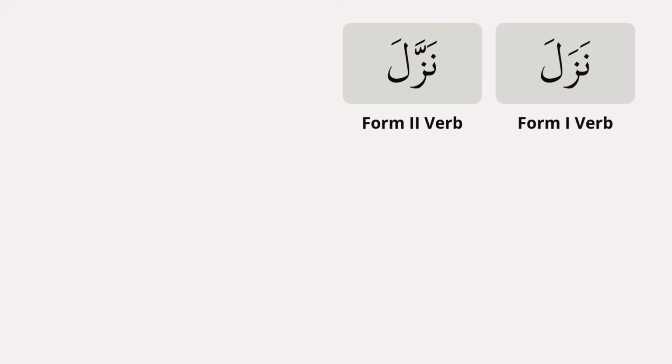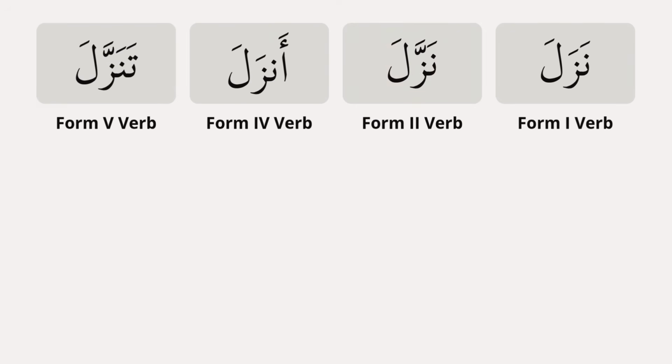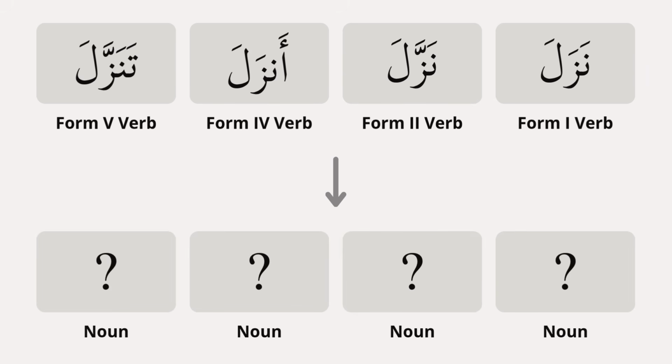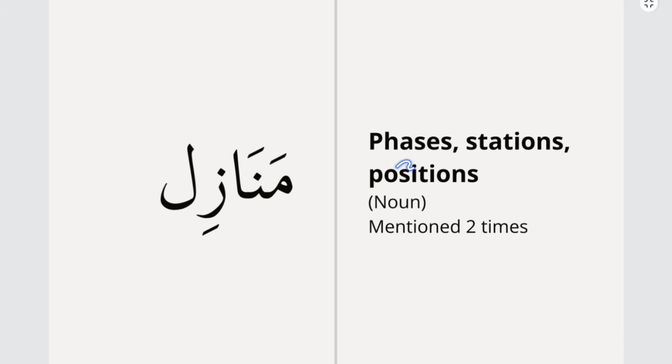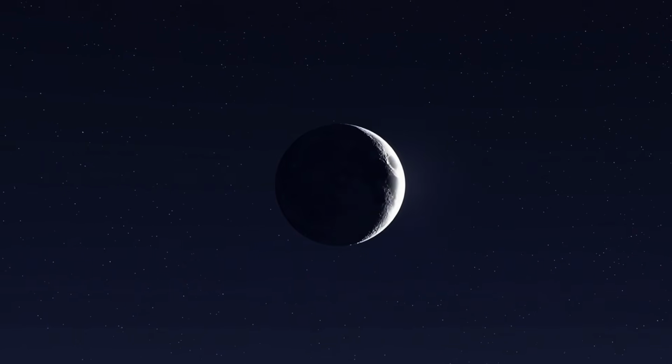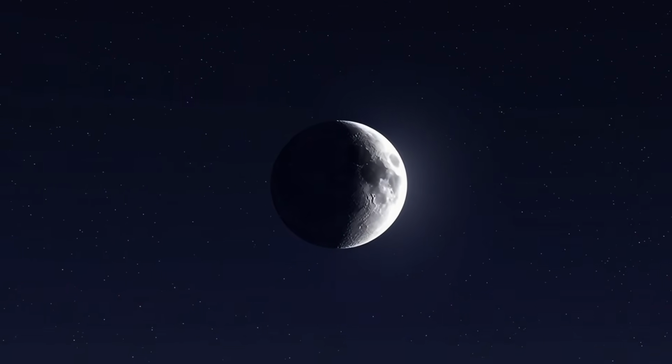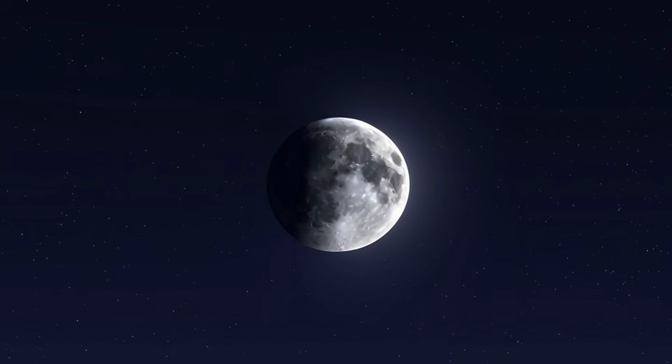Now let's move from verbs to nouns. This root has some of the most beautifully specific nouns in the whole Quran. The first noun is manazil. Manazil means phases or stations or positions. It was mentioned 2 times in the Quran, and it was describing the phases of the moon. As the moon travels across the night sky, it descends into a different orbit or station every single night.